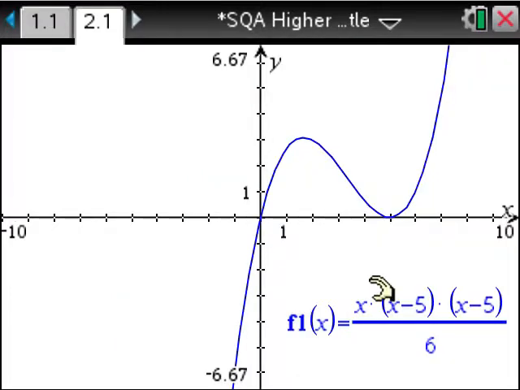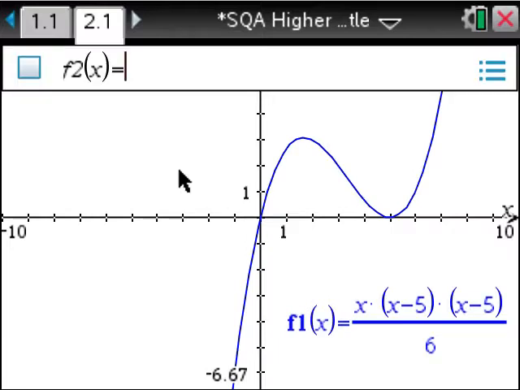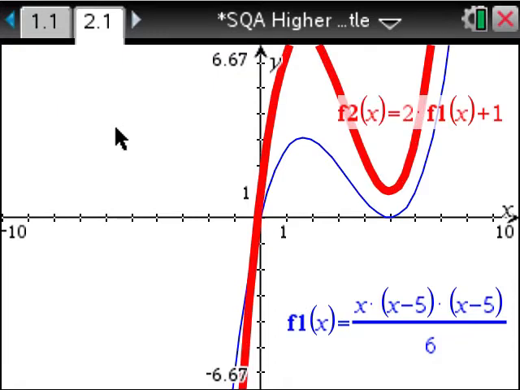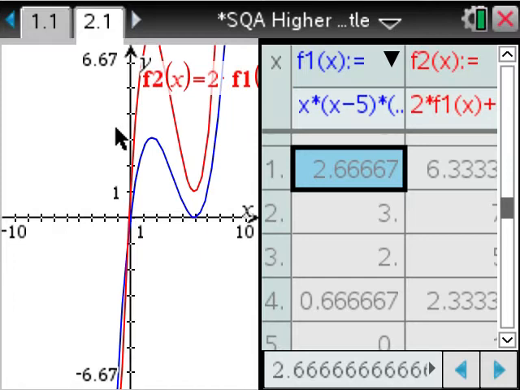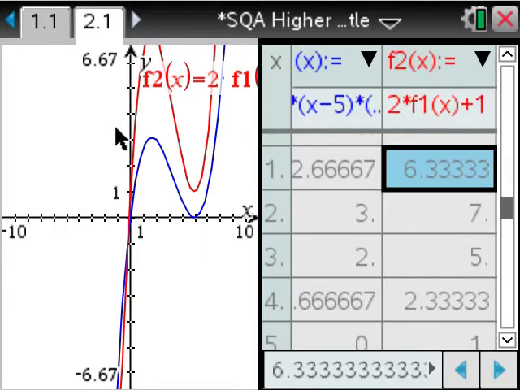So we have our function, the one which was given to us, and we're being asked what is the graph if we did 2 lots of f of x plus 1. Well, by pressing just the tab key, I can pull up a new graph entry line, and I'll type 2 lots of f1 of x plus 1. And so the second graph that's turned up is the one that we're wanting, and if I press Control T, I can see the information in red that corresponds to that.